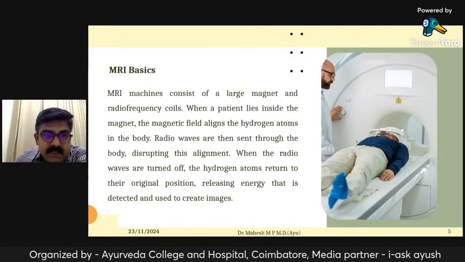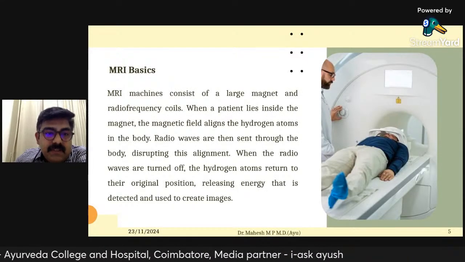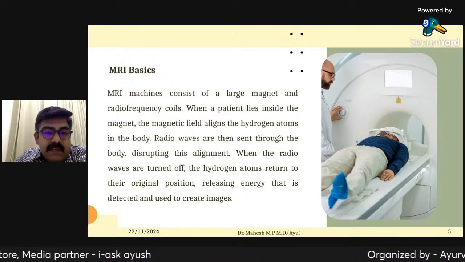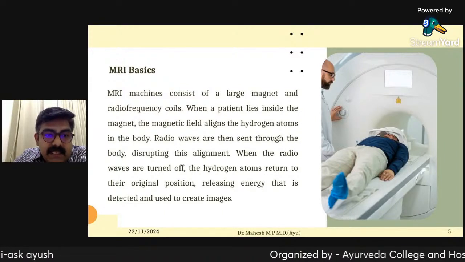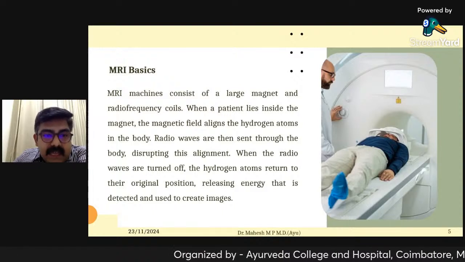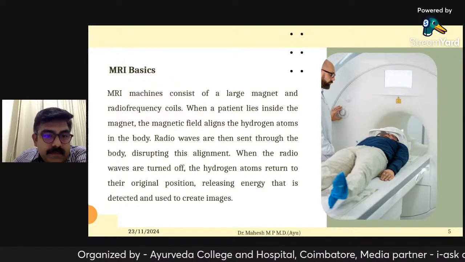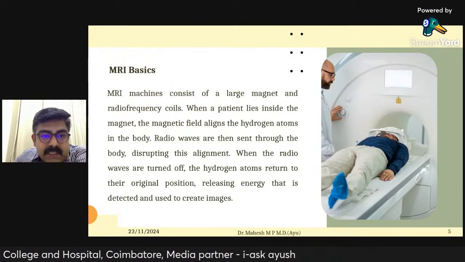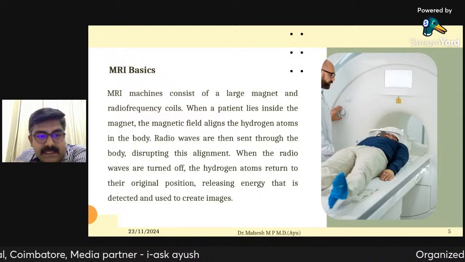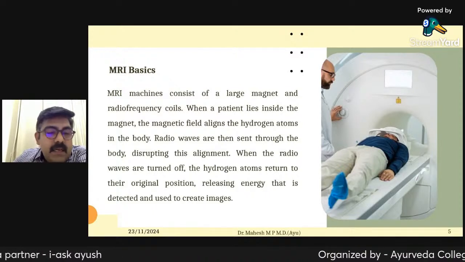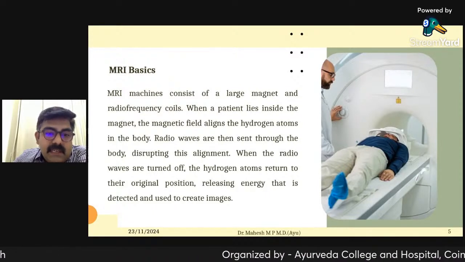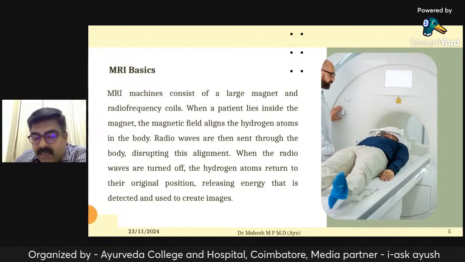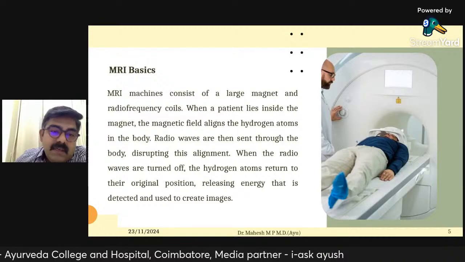So, coming to the basics. MRI machines consist of a large magnet and radio frequency coils within, and when the patient lies inside, the magnetic field aligns the hydrogen atoms in the body. Radio waves are sent through the body, disrupting the alignment, and when the radio waves are turned off, the hydrogen atoms return to their original position, which releases energy that is detected and used to create the images. That is the basic mechanism.